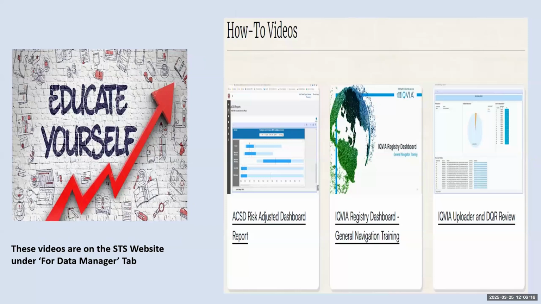I think the important thing, first of all, is to educate yourself when you're starting to go through this. And I know I'm preaching to the choir, but I can say it every time. There's a lot of useful information. So you can see these how-to videos on the STS website. This is under the For Data Manager tab. If you just scroll down, it's got the risk-adjusted dashboard report. It's a nice video that tells you what it is, how to read it, and how to navigate through it.